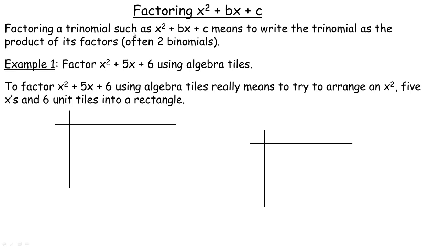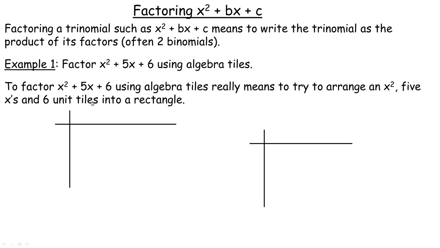So factoring a trinomial such as x squared plus bx plus c means to write the trinomial as the product of two binomials. And so we're going to take a look at factoring the trinomial x squared plus 5x plus 6. And I'm going to use algebra tiles. They're a physical representation of what this looks like. It's an area model, and then we'll get into just some algebra examples on the second page.